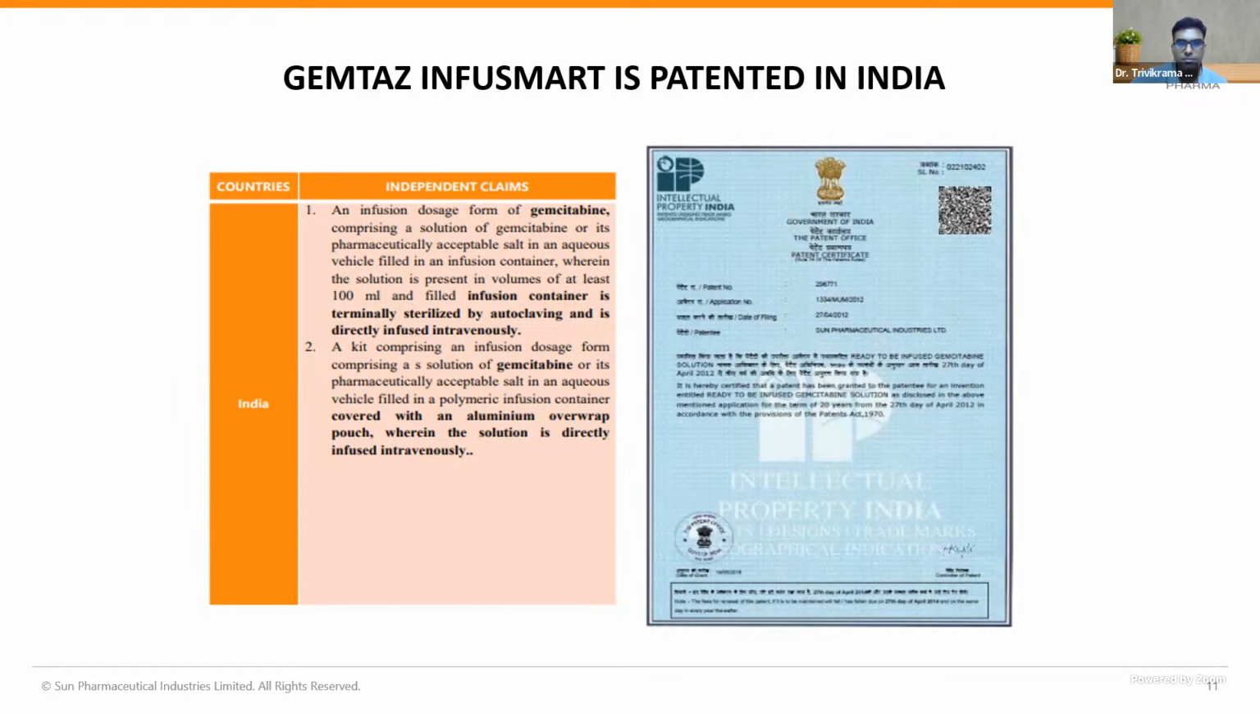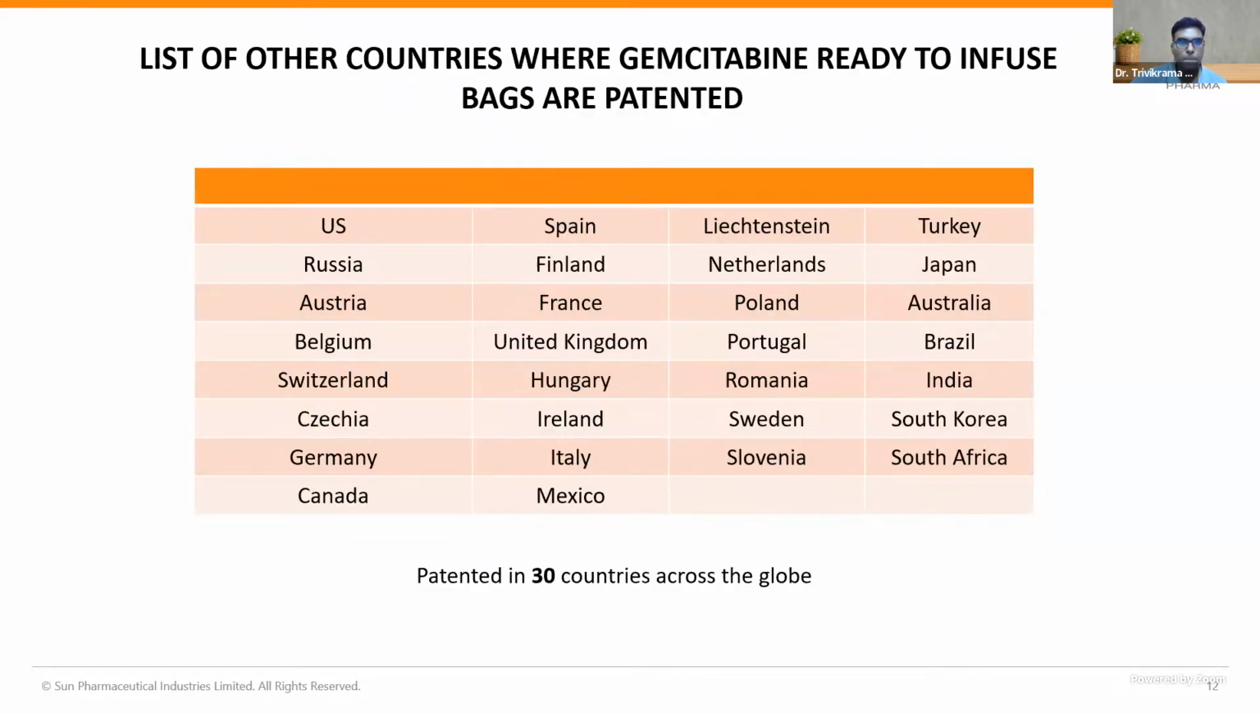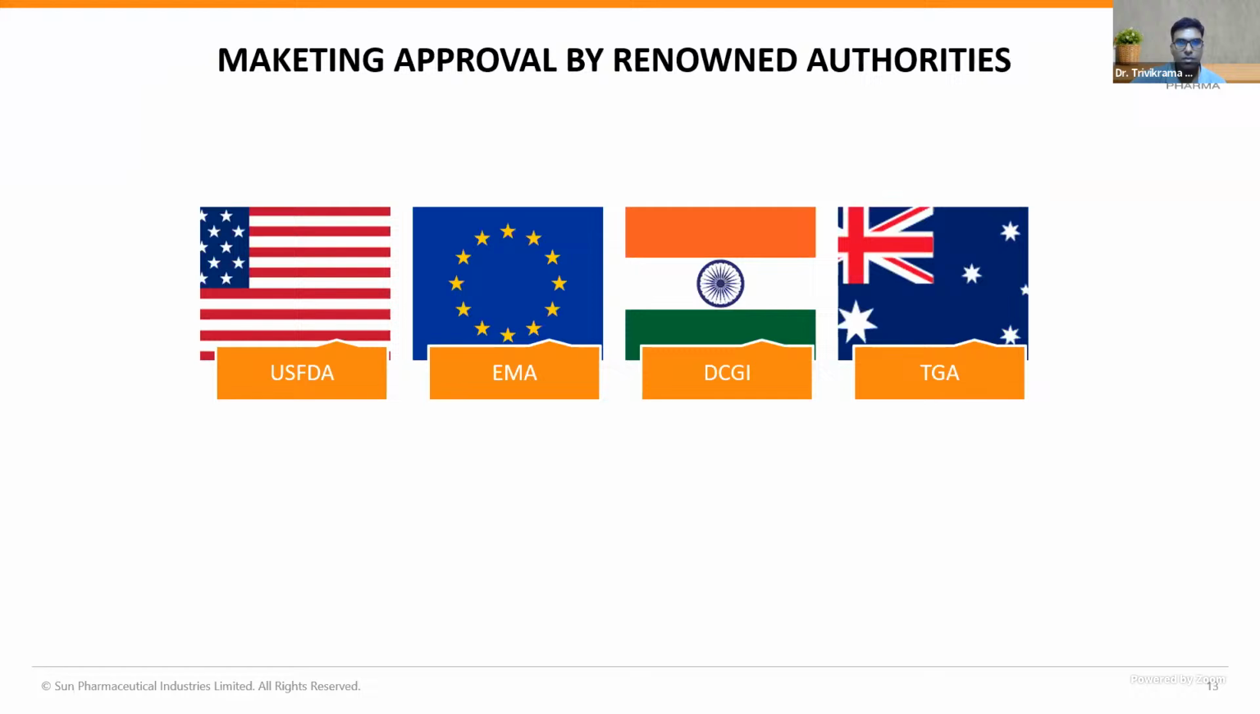Next slide, please. There is also the list of other countries where gemcitabine ready-to-infuse bags are patented, along with the US, Russia, Austria, and other countries, a total of around 30 countries across the globe. Next slide, please. There is also marketing approval by renowned authorities like the US FDA, the European Medicines Agency in Europe, DCGI India, and the TGA from Australia.